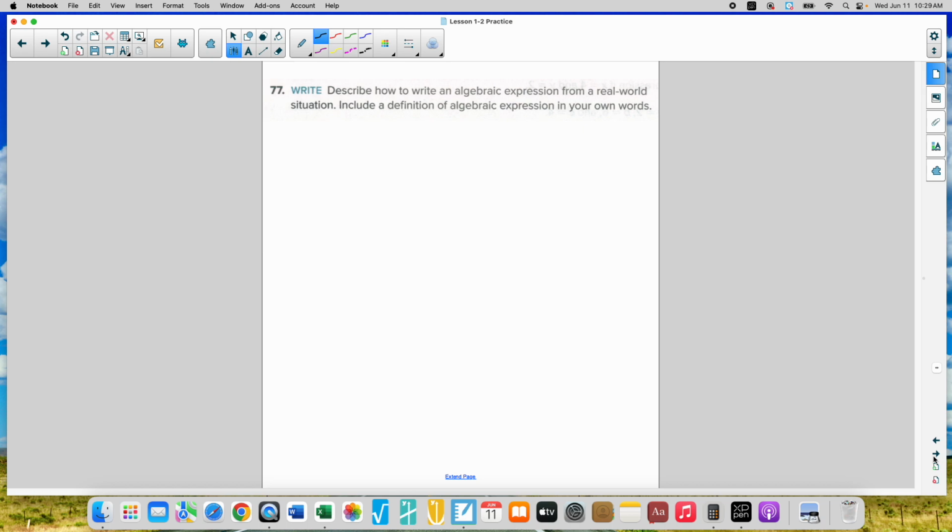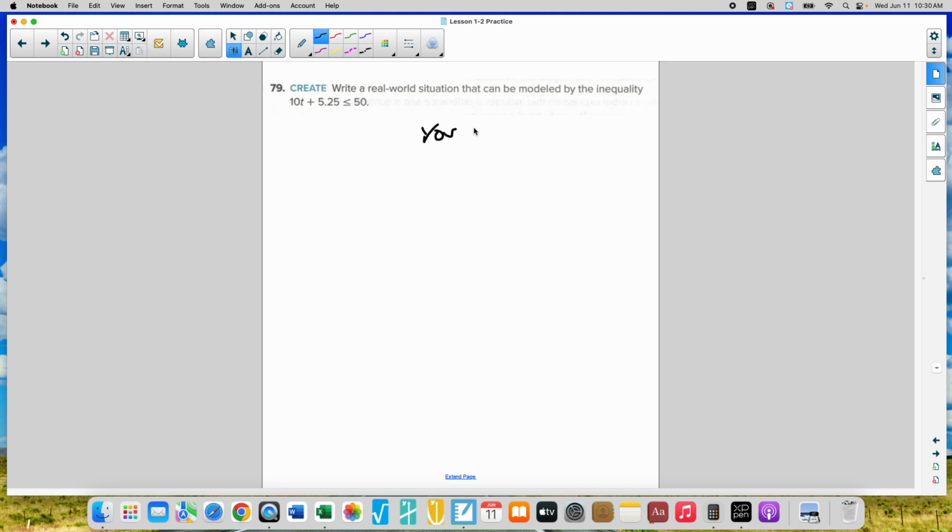Describe how to write an algebraic expression from a real-world situation. Include a definition of algebraic expression in your own words. Nope. Not doing it. Explain the difference between algebraic and verbal expression. Nope, we're not going to describe that.